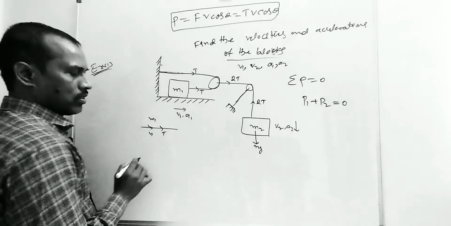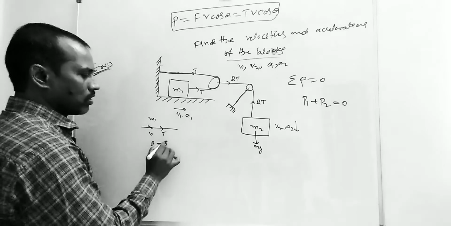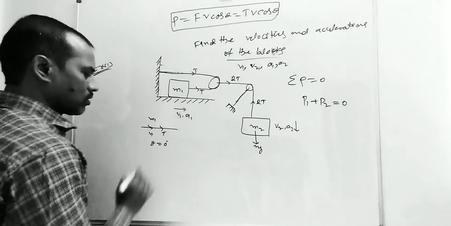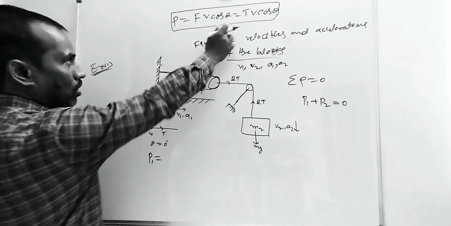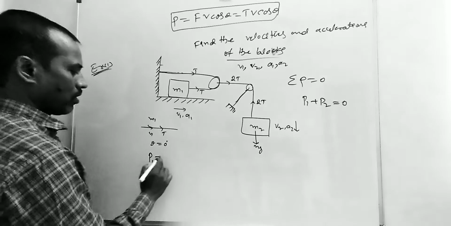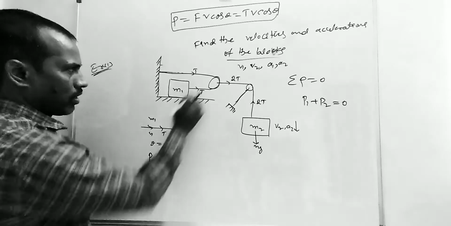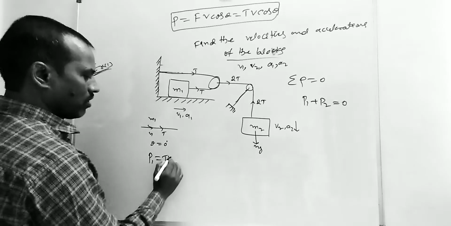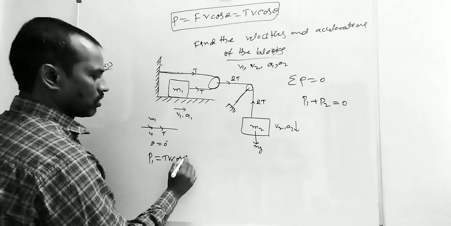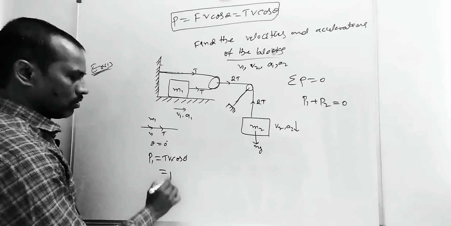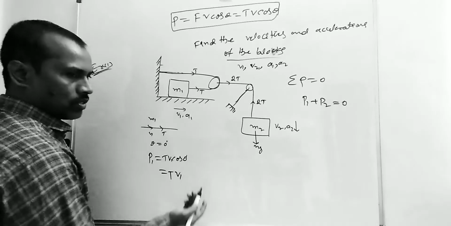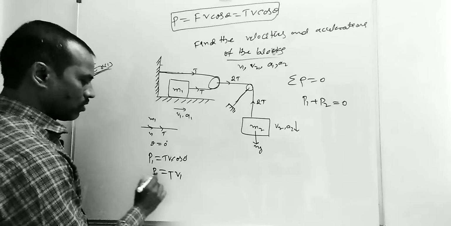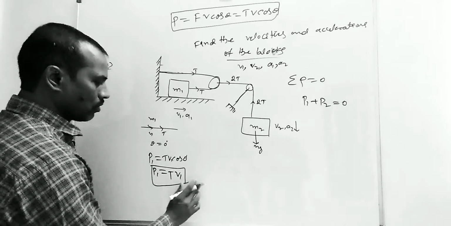For the M1 block, theta is equal to 0 degrees. So P1 is equal to, according to this formula, tension T times velocity v1 times cos 0 degrees. Cos 0 is equal to 1, so P1 is equal to T v1.